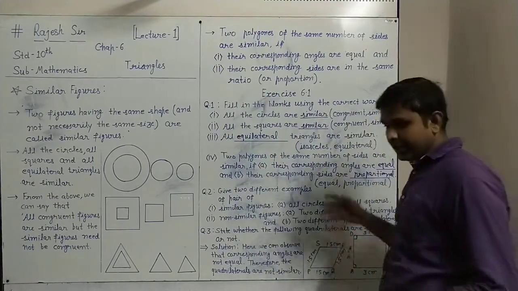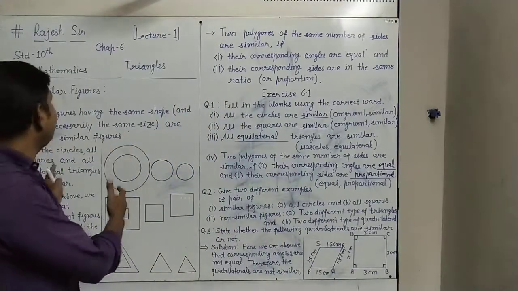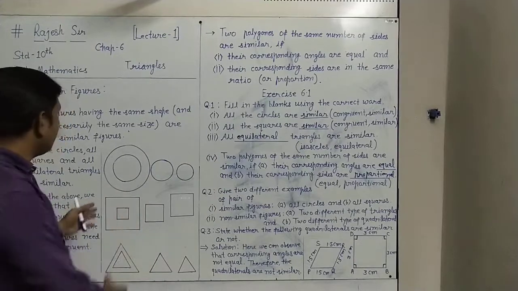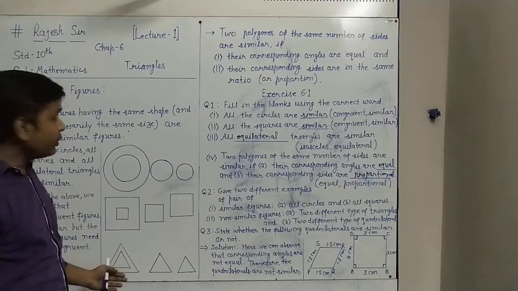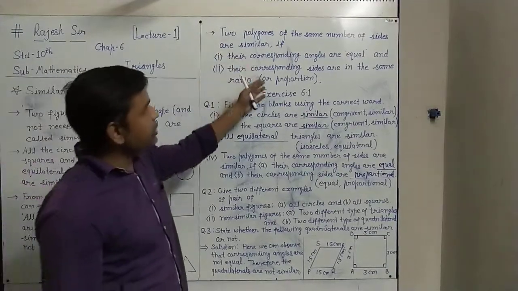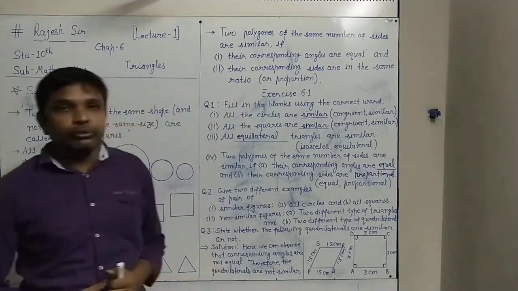So this way we have understood the definition with some examples and some previous knowledge, and we have verified it with exercise 6.1. You are also advised to write all this understanding about similar figures and draw these similar figures. Draw circles, squares and equilateral triangles, and some conclusion is given about that. The definition of similarity is there, and it says 6.1, and confirm your knowledge about it.